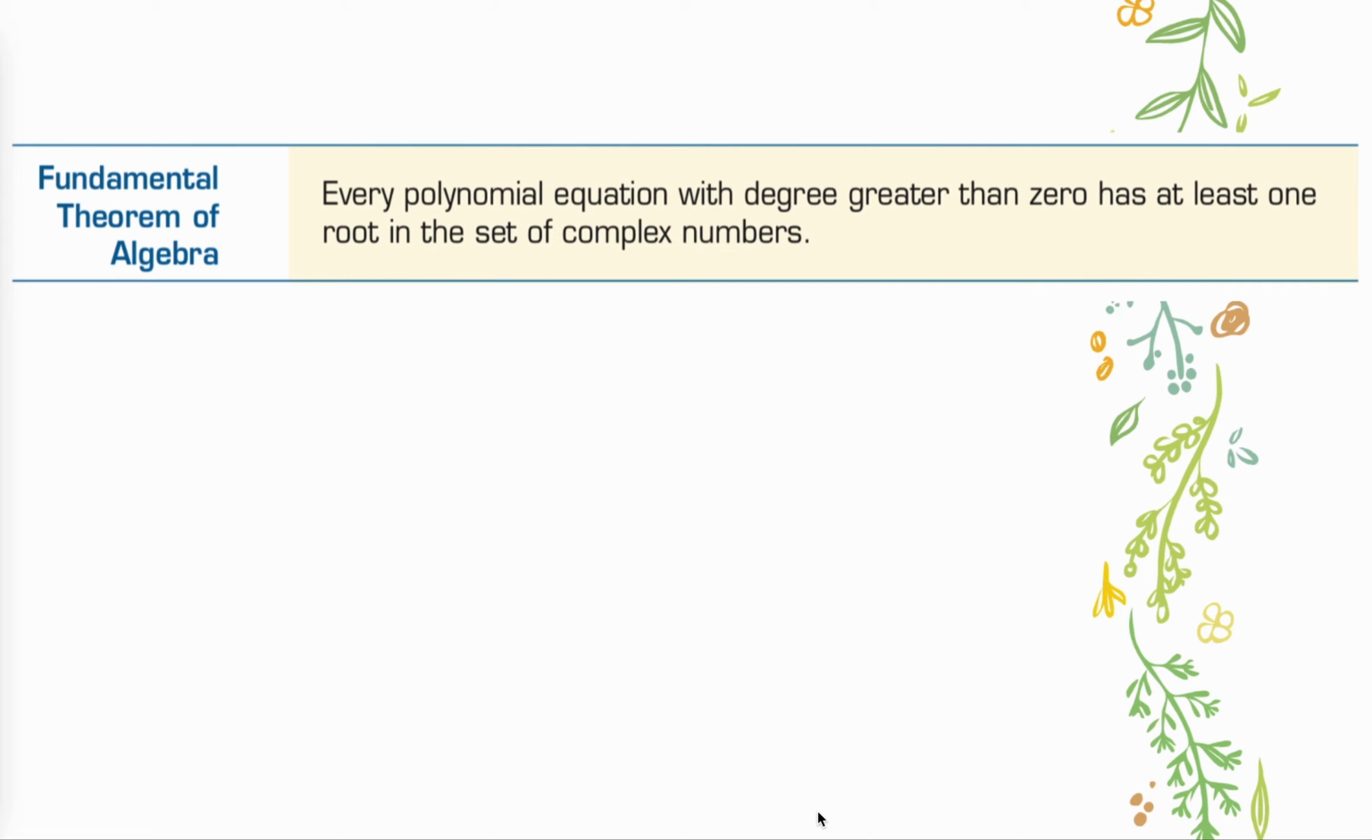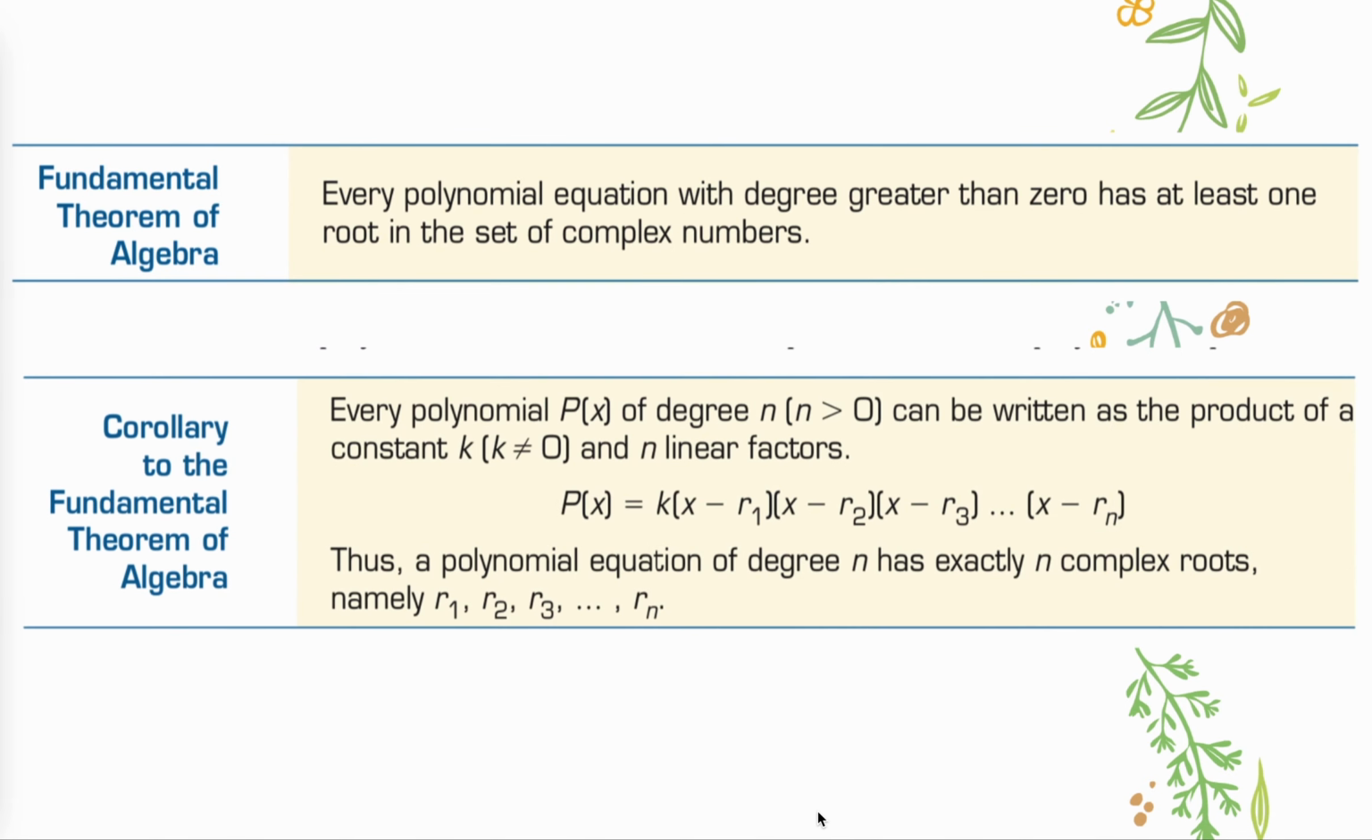The fundamental theorem of algebra says that every polynomial equation with degree greater than 0 has at least one root in the set of complex numbers. And the corollary to this is that every polynomial of degree n greater than 0 can be written as the product of a constant k and n linear factors. Thus, a polynomial equation of degree n has exactly n complex roots. Basically, for any polynomial, we can factor it if our factors can include square roots and other weird stuff.